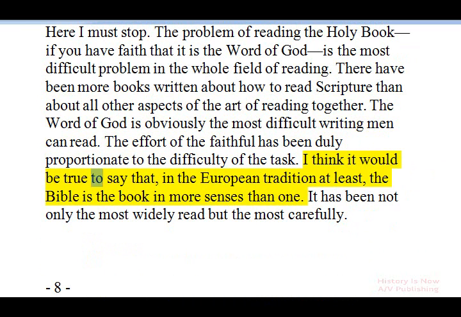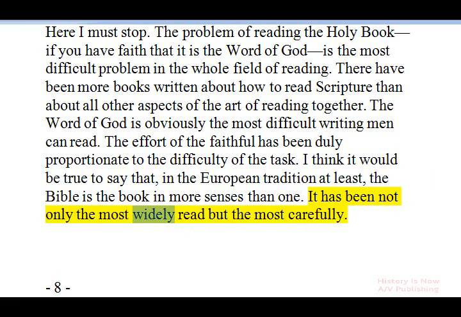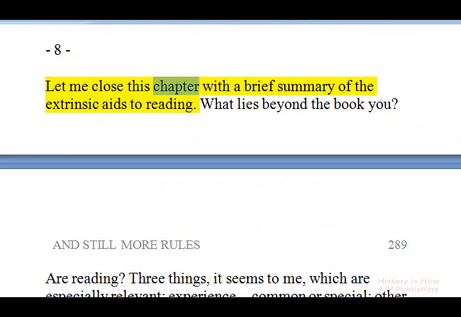I think it would be true to say that, in the European tradition at least, the Bible is the book in more senses than one. It has been not only the most widely read but the most carefully. 8. Let me close this chapter with a brief summary of the extrinsic aids to reading.